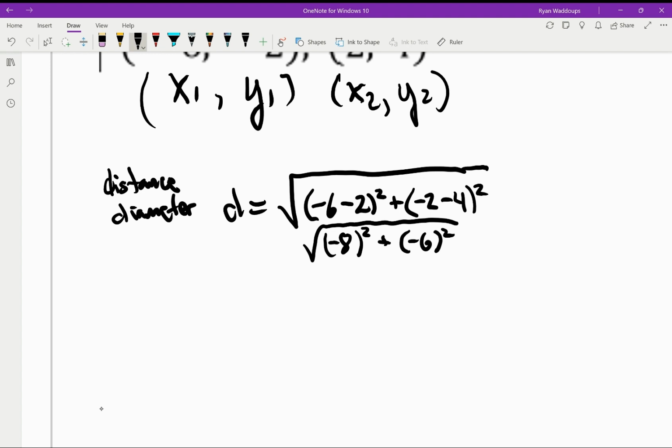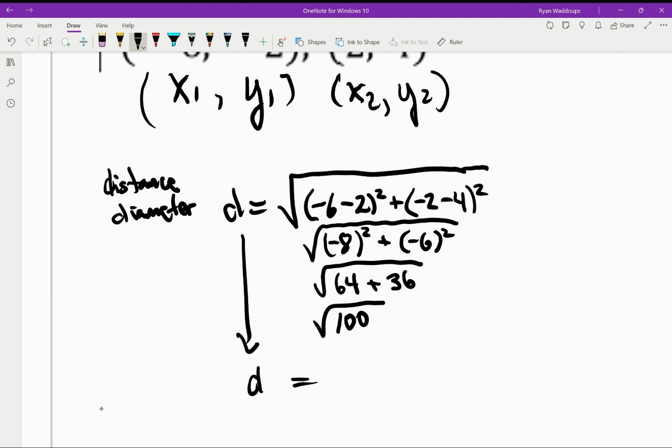So this is 64 plus the square of -6. The squaring eliminates the negative, so that's 36, again, all under the radical. And then the square root of 64 plus 36 is 100. And then d is equal to the square root of 100, which is 10.